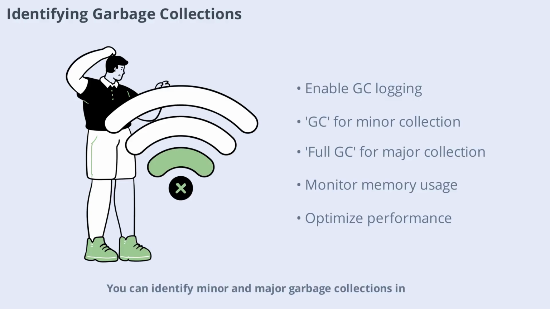You can identify minor and major garbage collections in Java by enabling garbage collection logging with options like -XX:+PrintGCDetails. Minor collections typically print GC, while major collections print Full GC. This information helps developers monitor and optimize memory management in their applications, ensuring efficient resource usage and better performance.